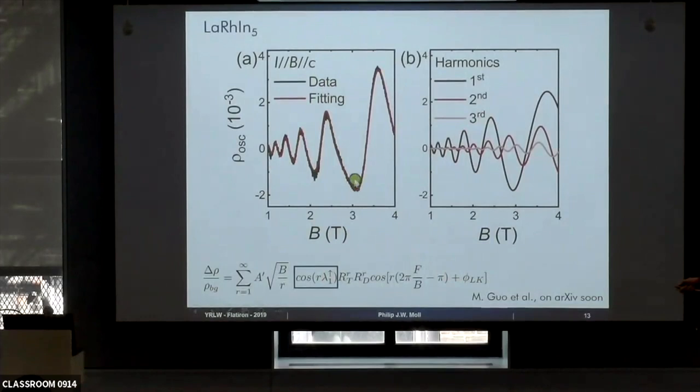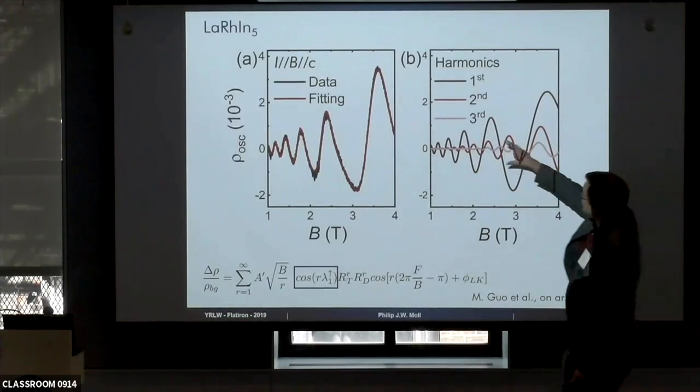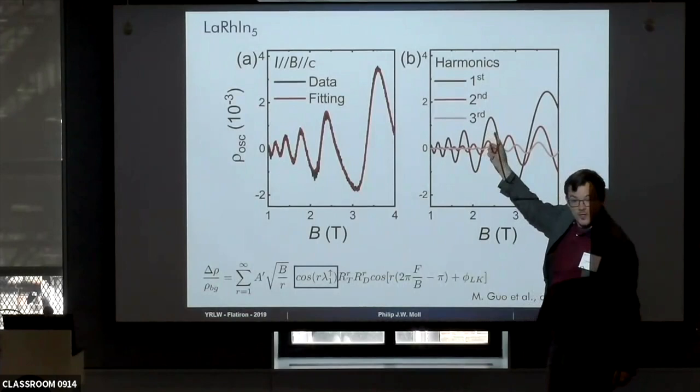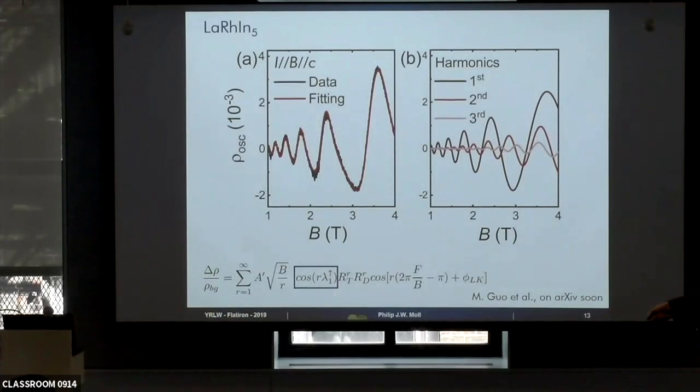The rest is this. Now you can already clearly see that this is not very sinusoidal, so there are higher harmonics. So you do a higher harmonic decomposition, and now you have the key information about the topology. You have the relative amplitudes of these three harmonics, and also the relative phases of the three harmonics. And this is what you can now use to recompute the Lifshitz-Kosevich for the given symmetries of the system.